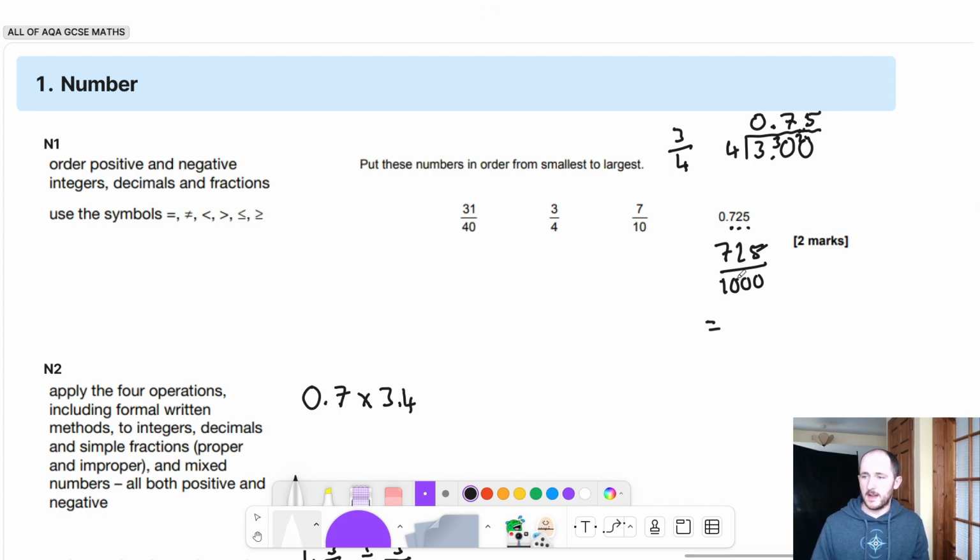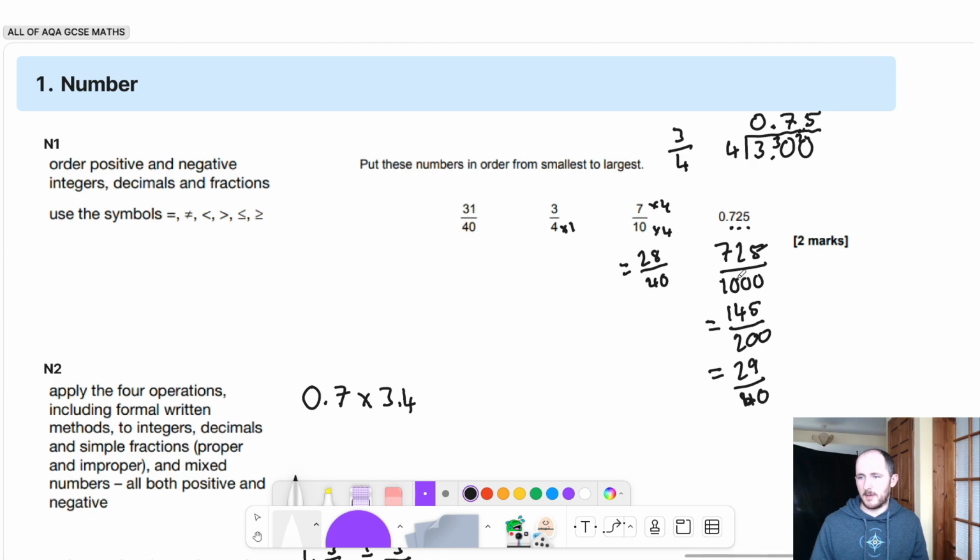Or if we divide it by 5, we would get 145 over 1,000, which would be over 200. Divide by 5 again, we would get 14.5. Double that would give me 29 over 40. So 29 over 40. This one, if we change it into over 40, we can times the top and bottom by 4. 7 times 4 is 28 over 40.